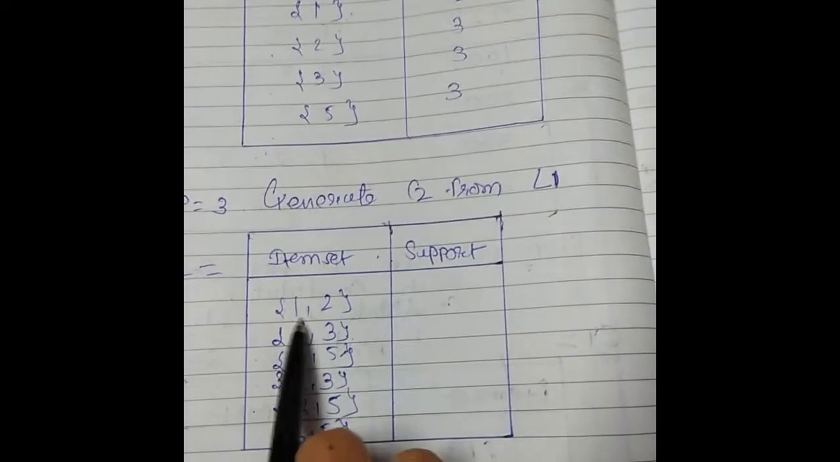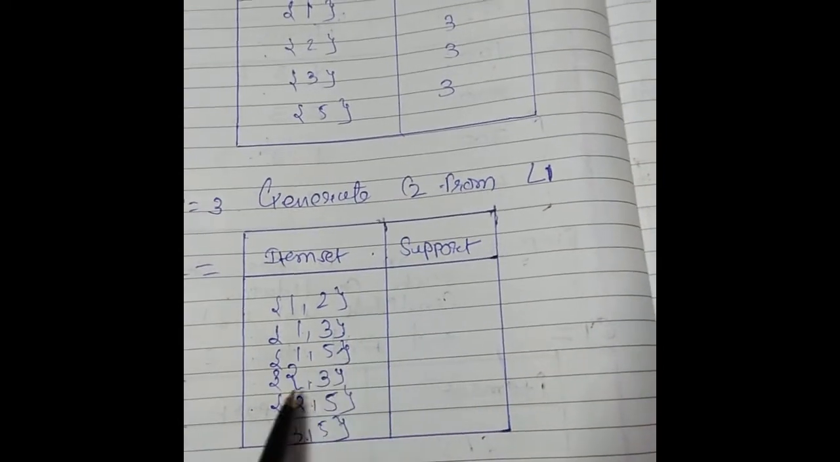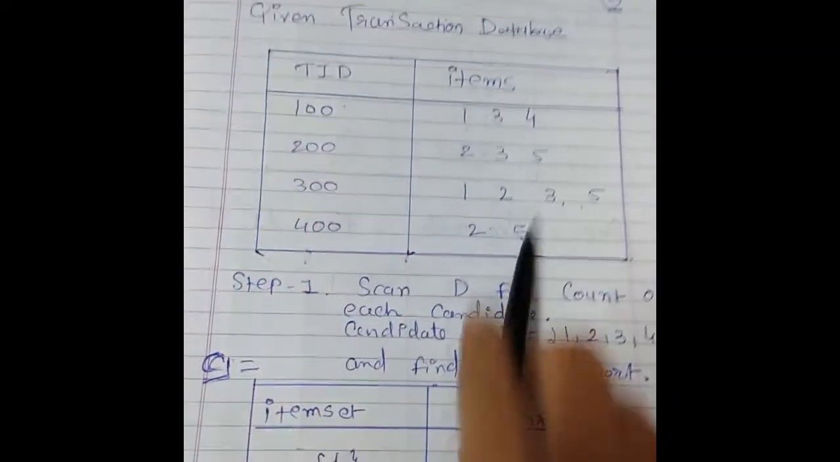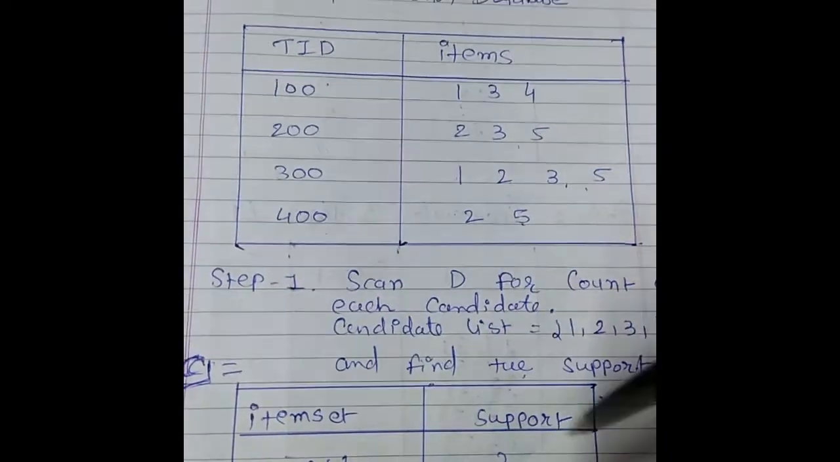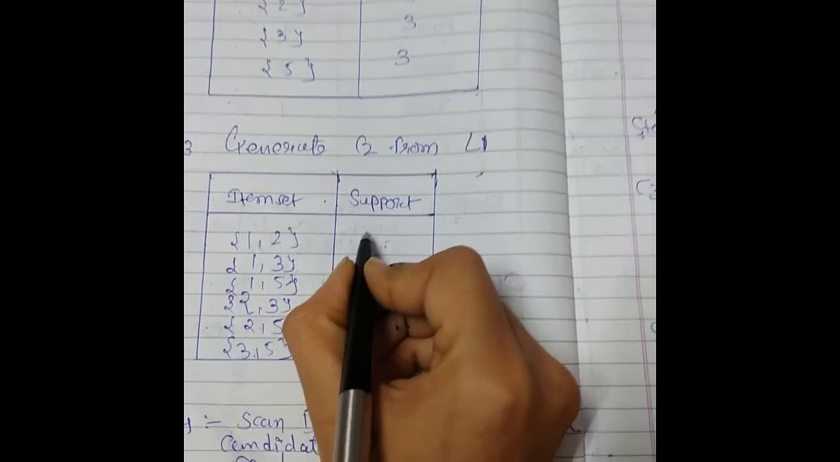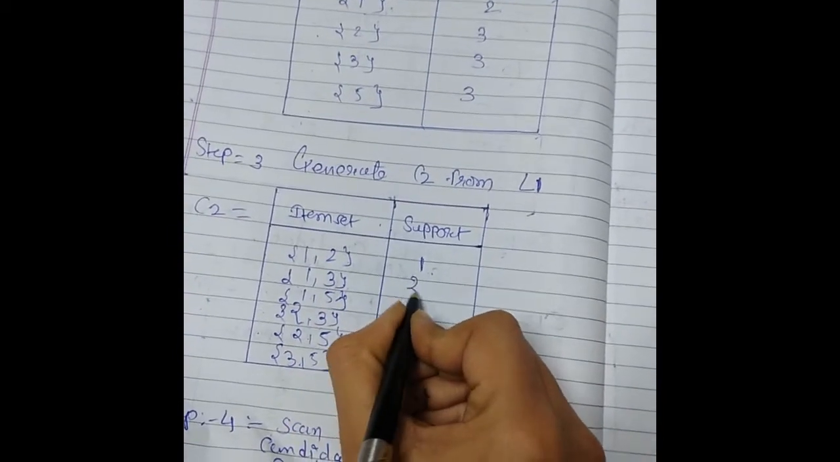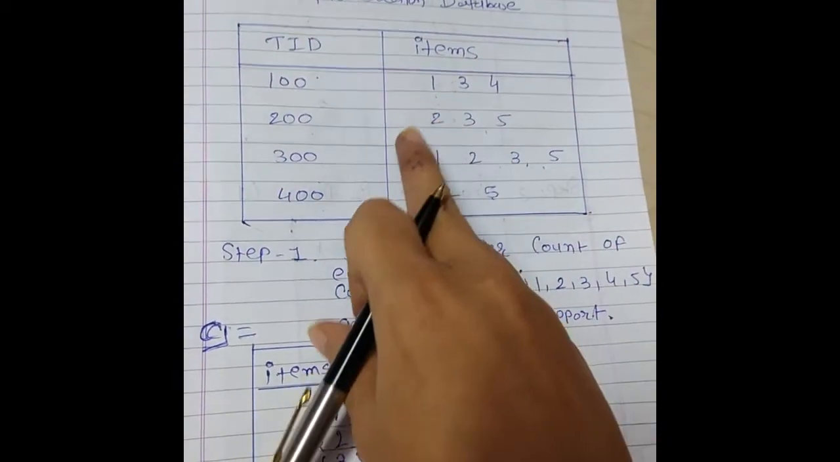Now we have to count the support of 1 and 2, 1 and 3, 1 and 5 from the given table. The support of 1 and 2 means how many times 1 and 2 are repeated together in the given data set. 1 and 2 is repeated only one time, so we'll write 1 here. Now 1 and 3: 1 and 3 is repeated two times, so the support of 1 and 3 is 2. Now 1 and 5: the support of 1 and 5 is only 1, so we'll write 1 here.